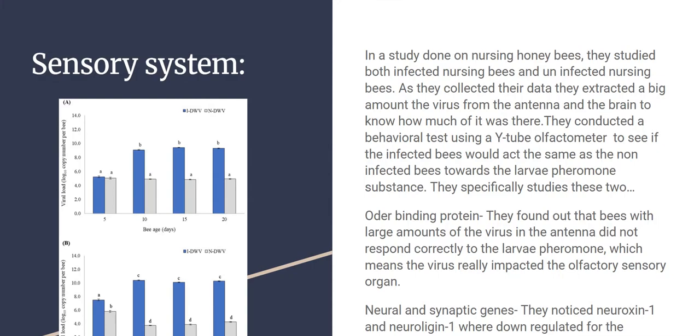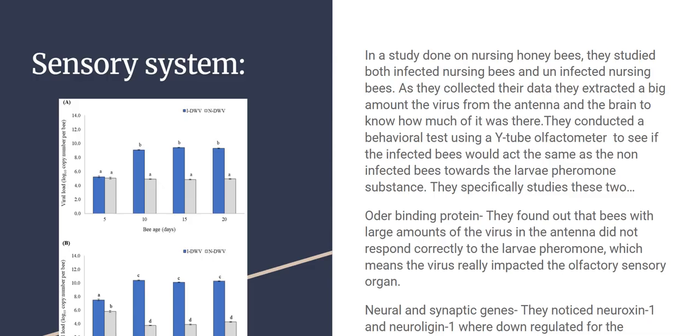For the sensory system, I found a study done on nursing honeybees. They studied both infected nursing bees and uninfected nursing bees. As they collected their data, they extracted a big amount of viruses from the antenna and the brain to know how much of it was there. They conducted a behavioral test using a wide tube olfactometer to see if the infected bees would act the same as the non-infected bees towards the larva pheromone substance. What they saw in this study is that the infected honeybees did not respond correctly to the larva pheromone produced for them, which means the virus really impacted the olfactory system organ in those infected honeybees.